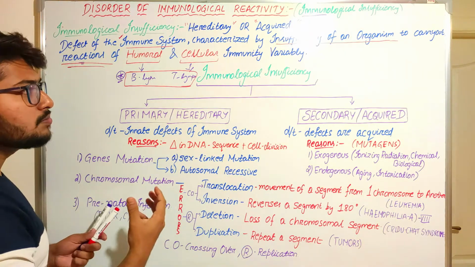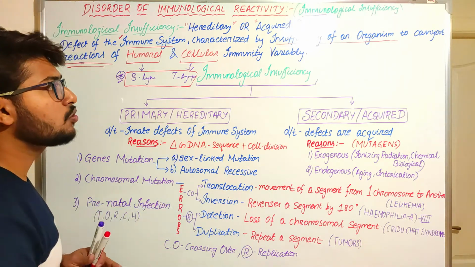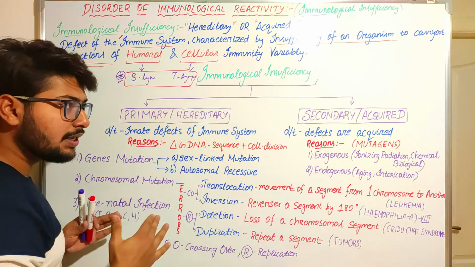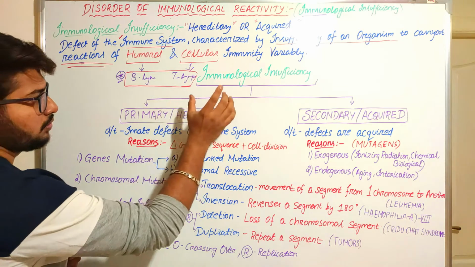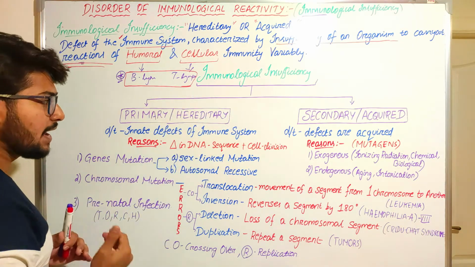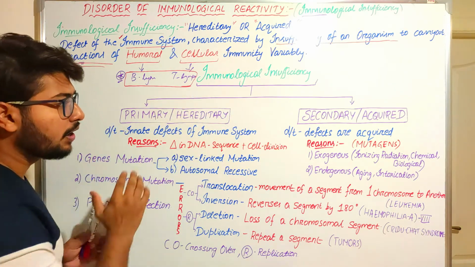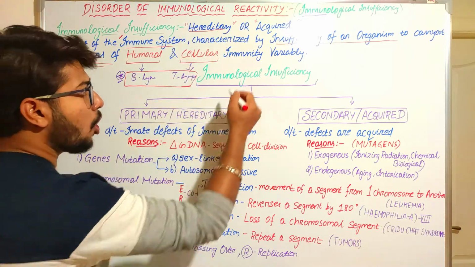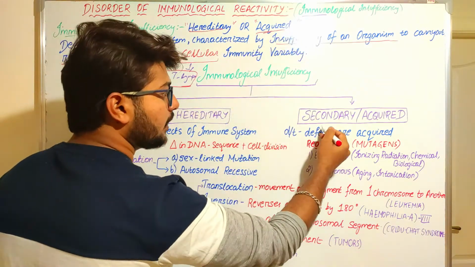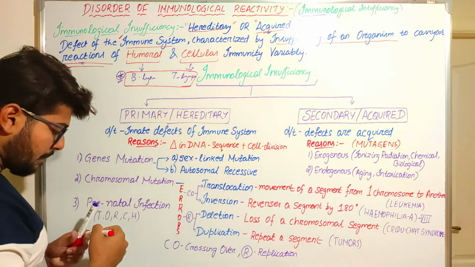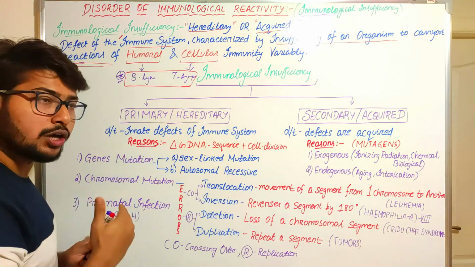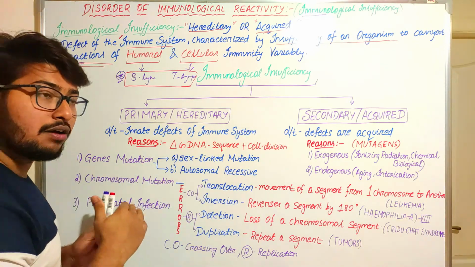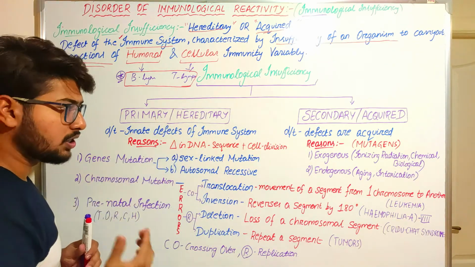Okay, now comes the classification of immunological insufficiency. How is this immunological disorder being classified? The classification says that it can be primary hereditary, or it can be acquired. It means it can be secondary. Primary means the thing that will occur first, and secondary means it may occur after the second thing occurs.